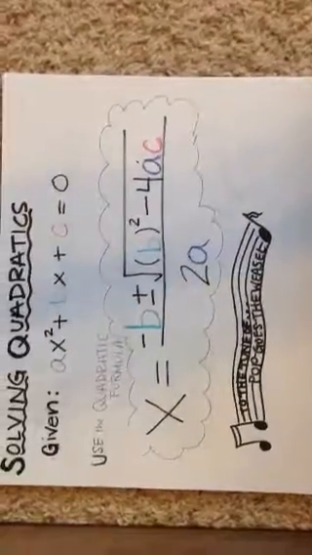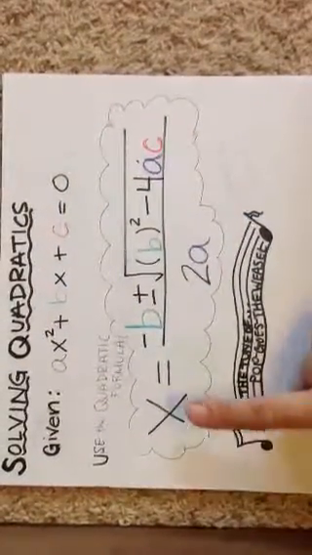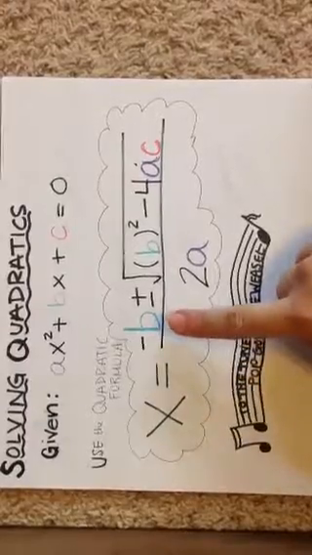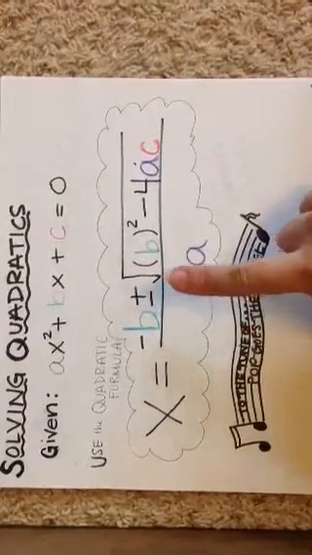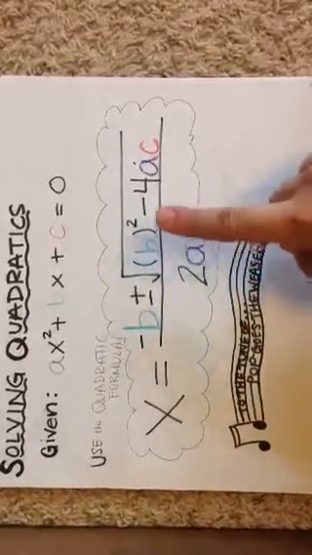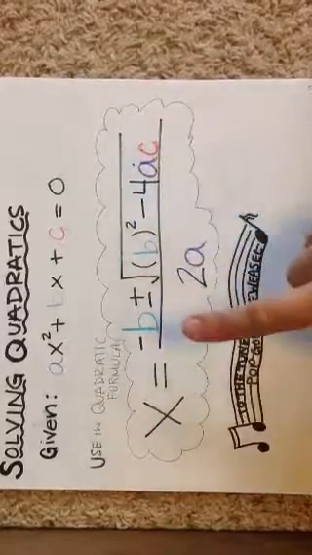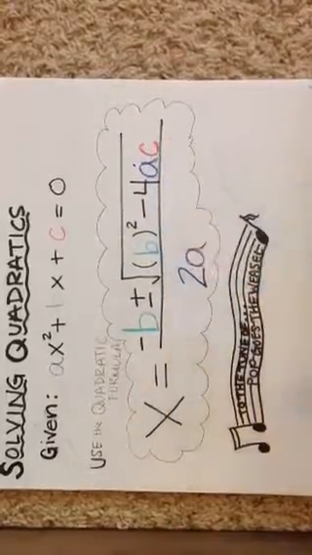Alright, join in with me this time. I'll slow it down. X equals the opposite of b plus or minus the square root of b squared minus 4ac all over 2a.